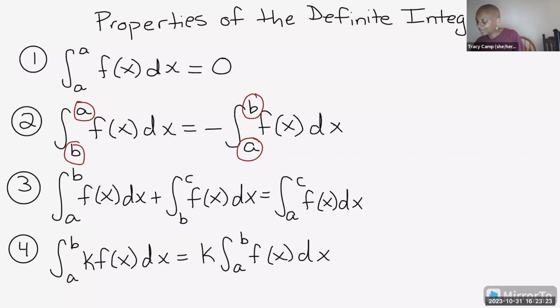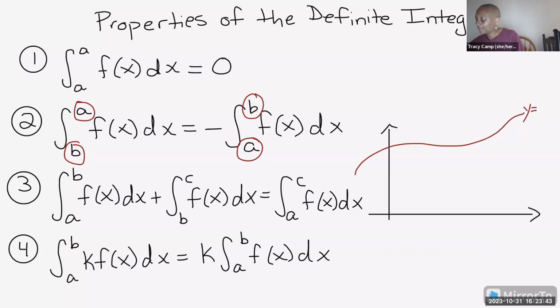So basically this is saying that, let's say you have a curve, right? So let's say you have this curve. This is y equals f of x. And let's say that here we have A, and over here we have C, and here we have B, right?